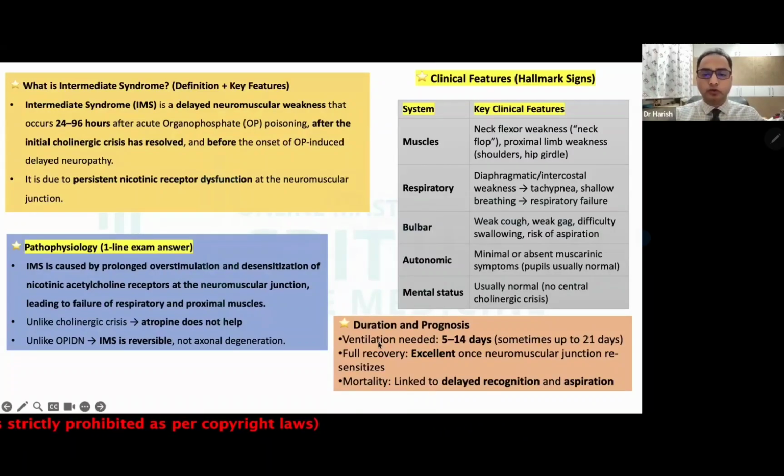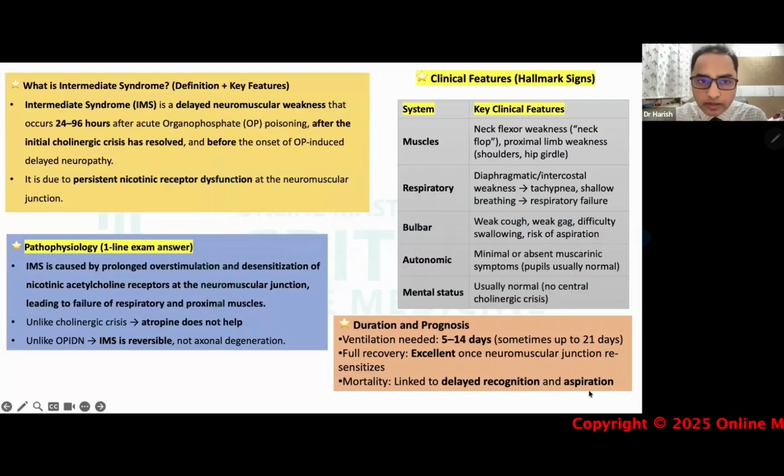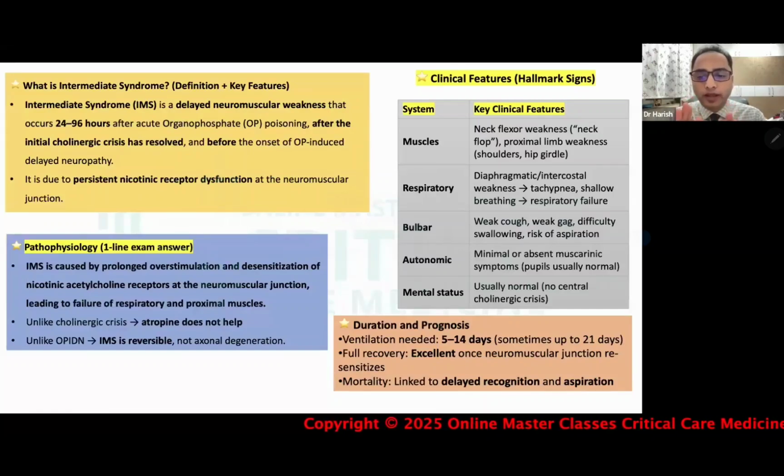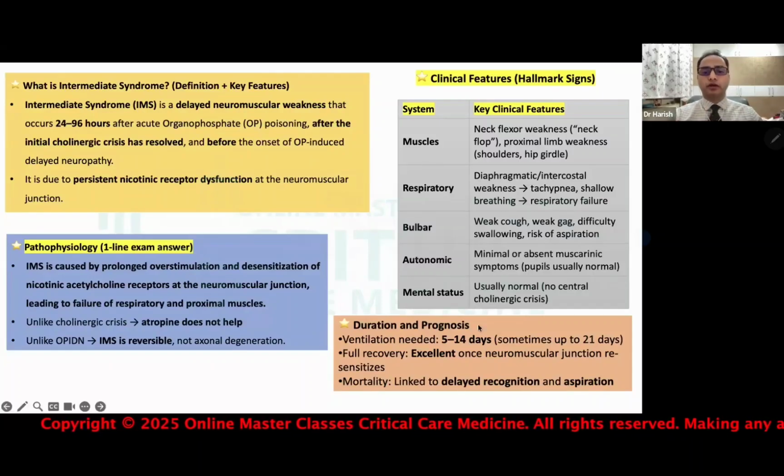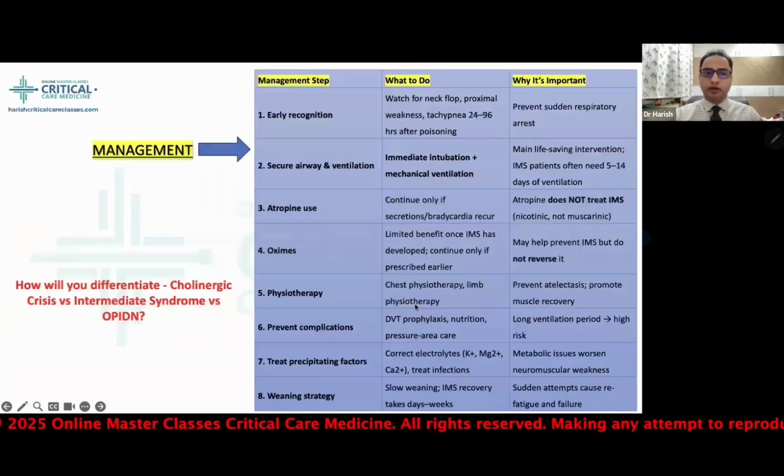So if you see the duration and prognosis, ventilation is needed usually up to 2 to 3 weeks. Okay. So definitely they will recover fully. Excellent once neuromuscular junction resensitizes. Okay. So mortality linked to delayed recognition and aspiration. Not intermediate syndrome per se is the cause for mortality. But if you recognize it very delayed and patient had other sequelae like aspiration and all, then it leads to morbidity and mortality. Okay.